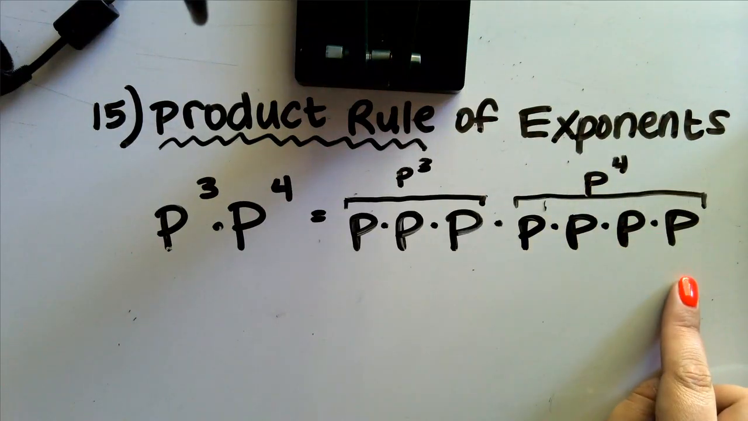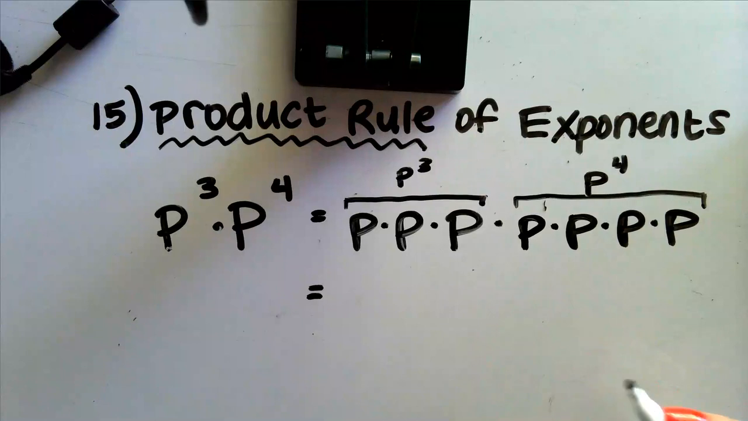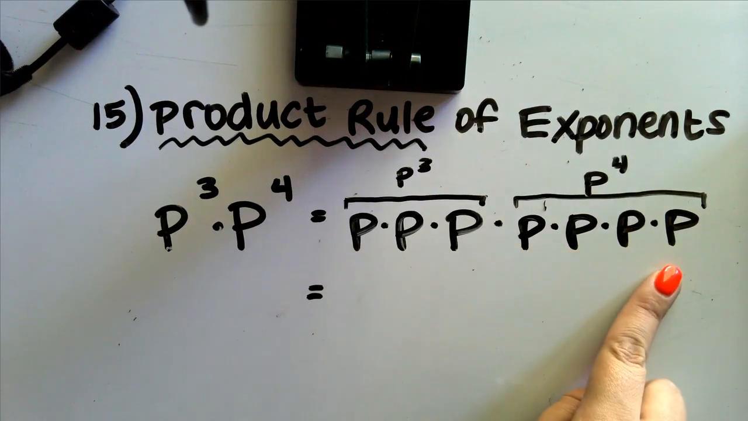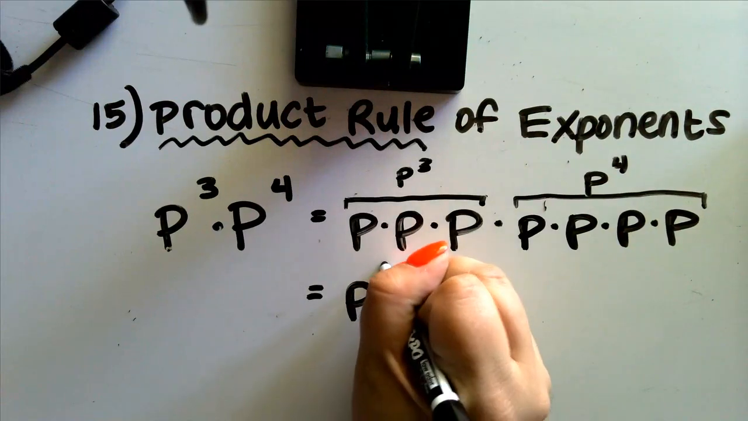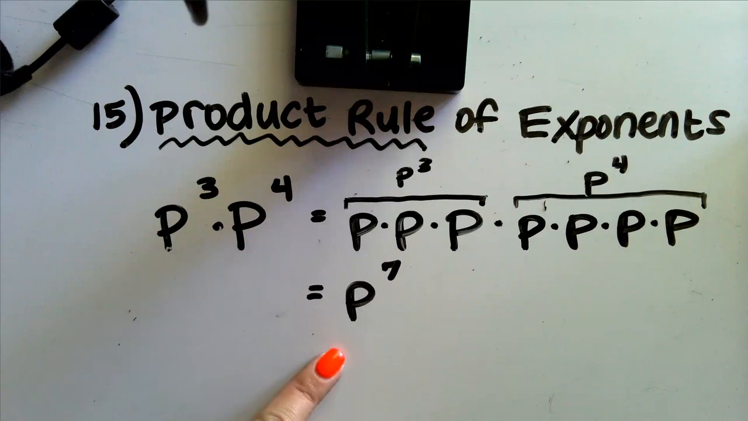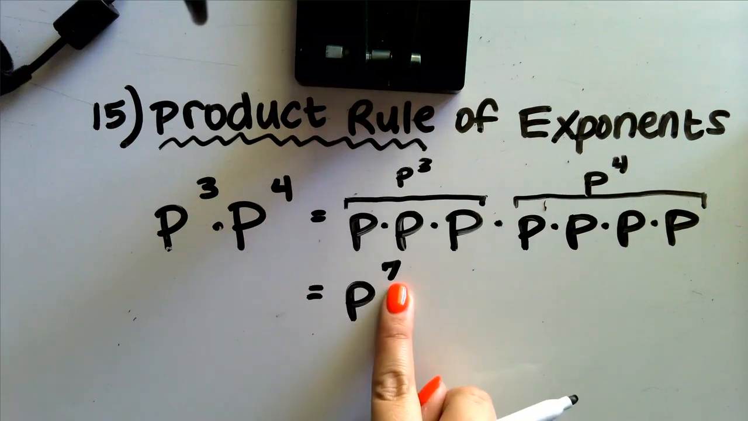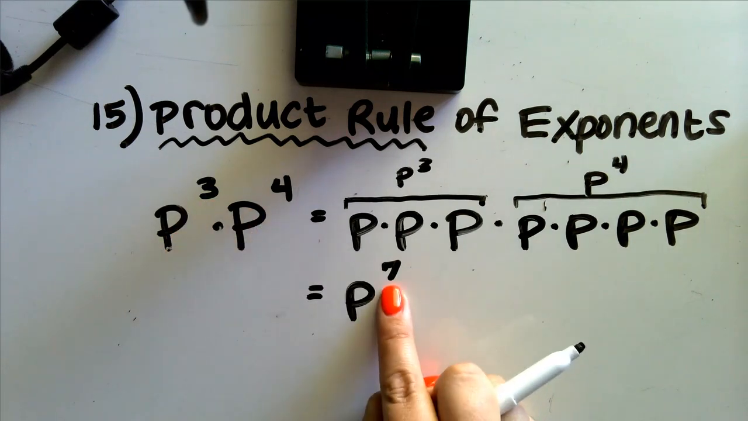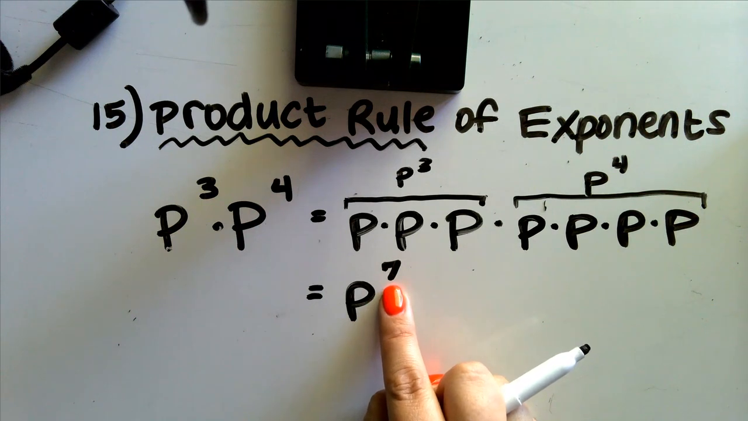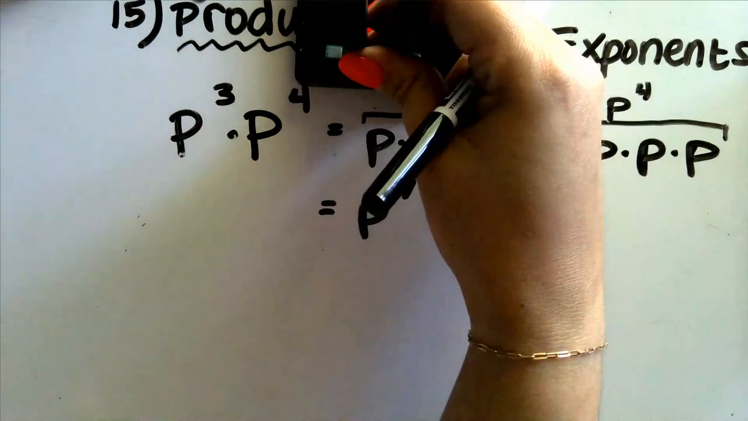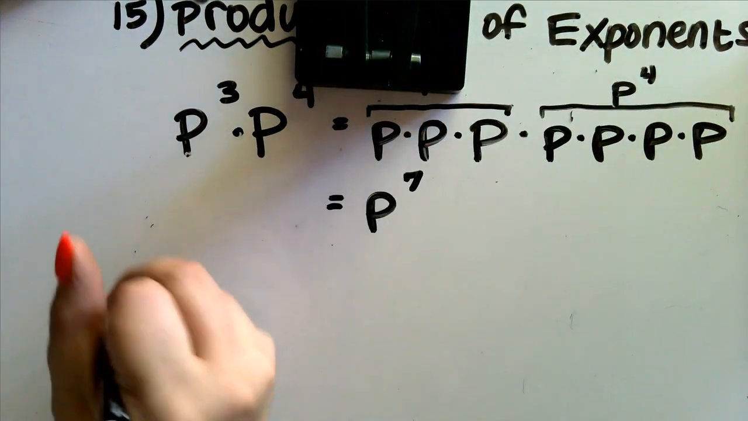4 p's, okay? Let's count them up now. We have 1, 2, 3, 4, 5, 6, 7. We have 7 p's multiplied together. In other words, we can say that p to the third times p to the fourth is equal to p to the seventh. What I want you guys to notice here is that our exponents, 3 and 4, if you add those together, guess what? You get 7.